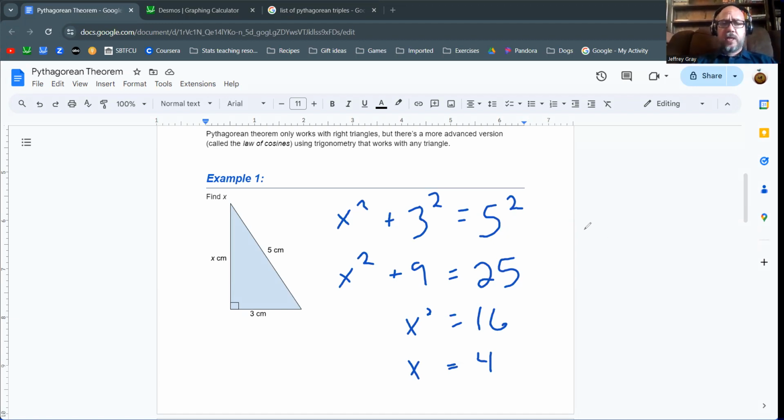That's Pythagorean theorem. That's really as simple as it is. There's not much more to it than that. All right, so normally what I would do is pause for questions here. I don't think that's going to be necessary in this case.